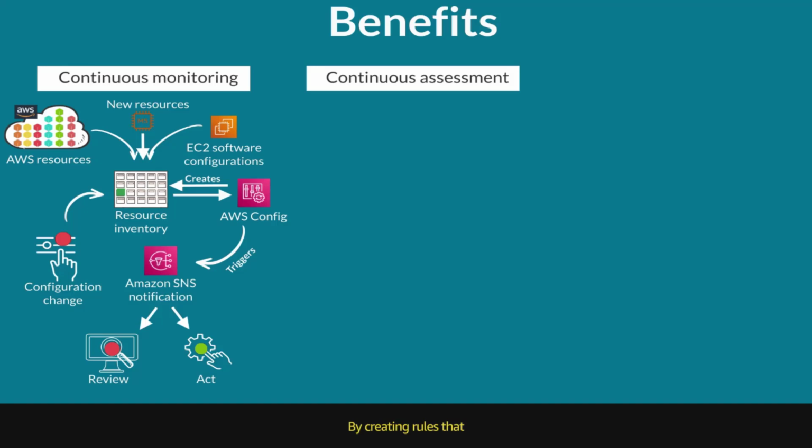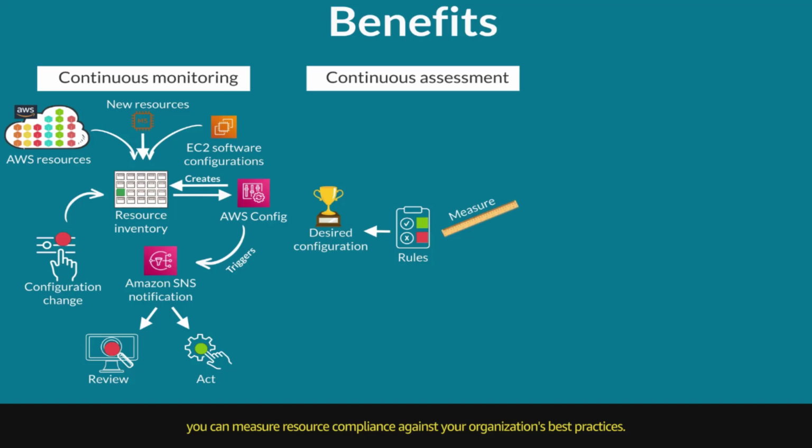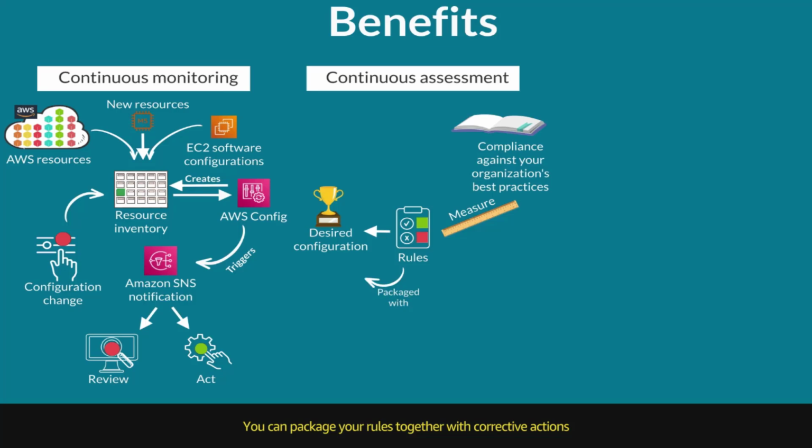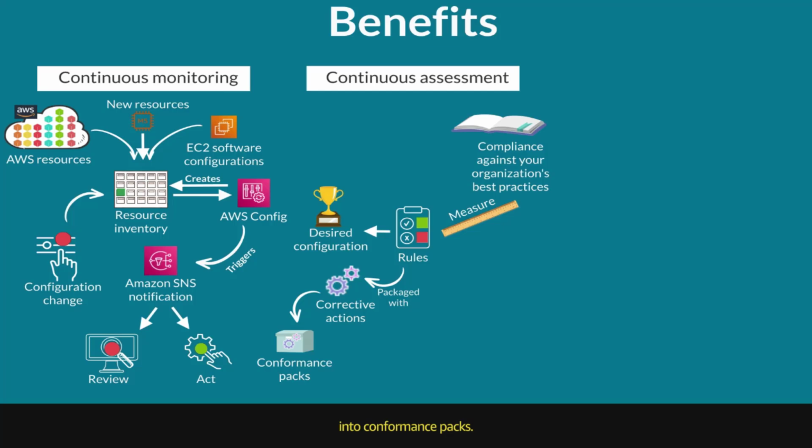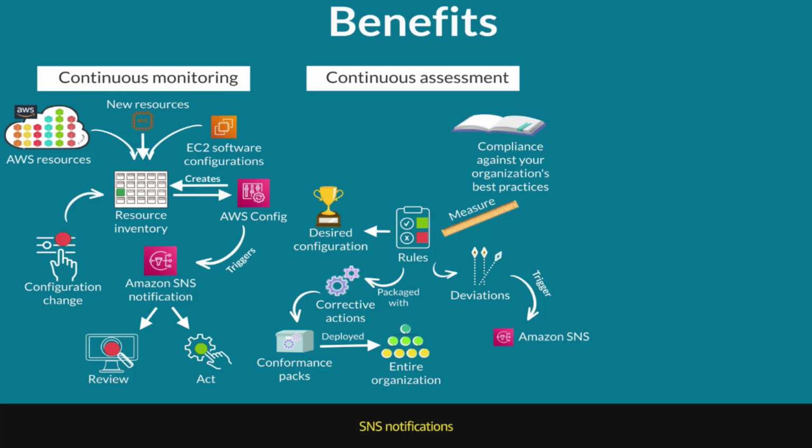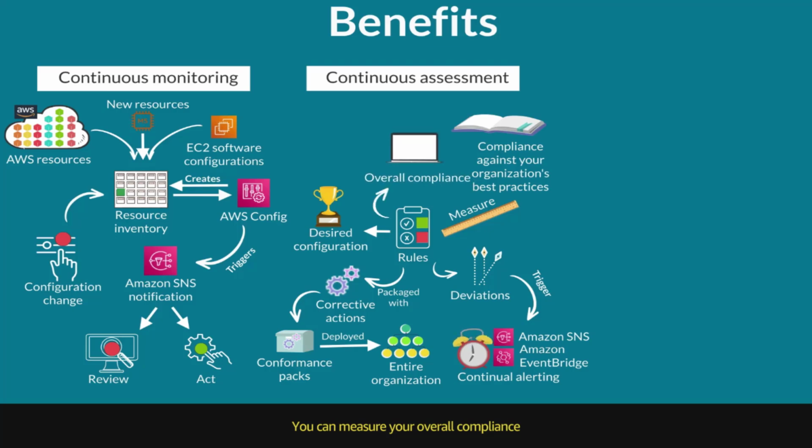Continuous assessment. By creating rules that define your desired resource configuration, you can measure resource compliance against your organization's best practices. You can package your rules, together with corrective actions, into conformance packs. Conformance packs can be deployed across your entire organization. Deviations against the rules trigger SNS notifications and EventBridge events for continual alerting. You can measure your overall compliance and easily find non-compliant resources.